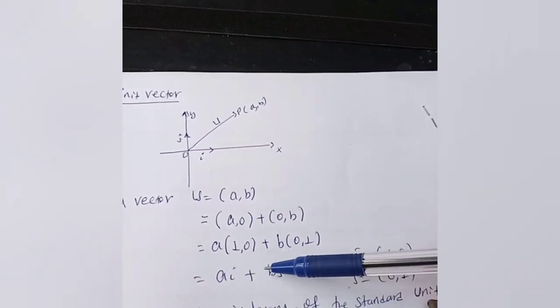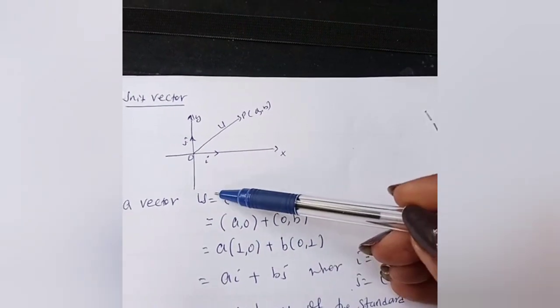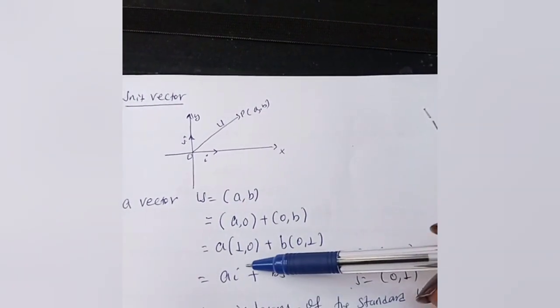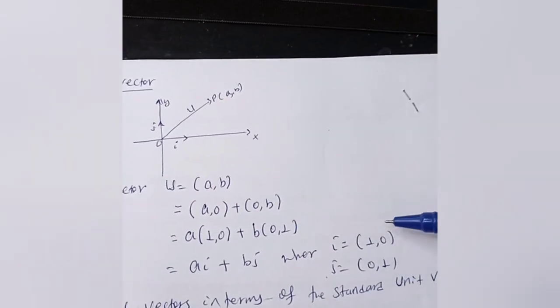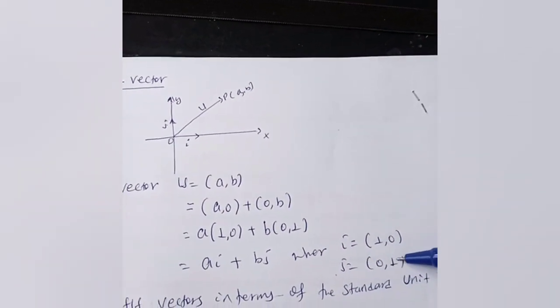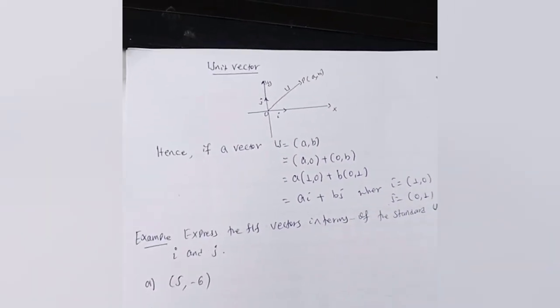So ai plus bj is the vector u. So this is called unit vector. This i and j, they are called unit vectors, where i is 1 comma 0 and j is 0 comma 1. So let's do some examples.